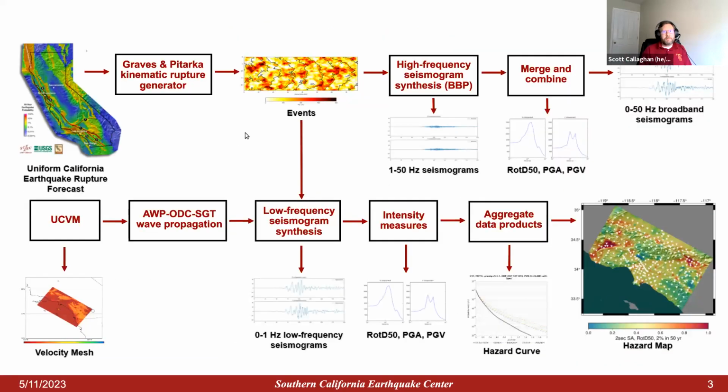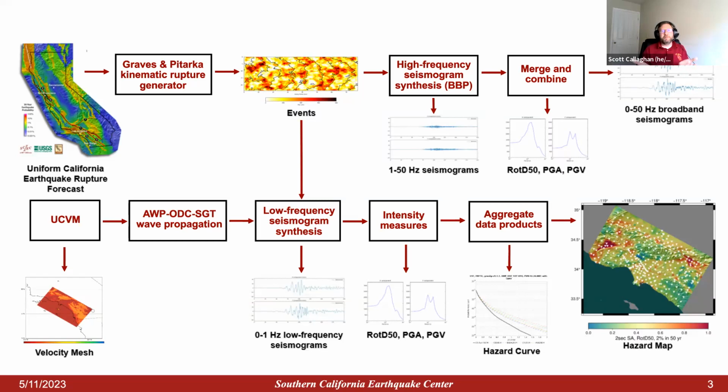To get into a little more detail about numerically what we're actually doing, we start with UCVM. This is the tool that Phil and May talked about in the previous training that allows you to query the community velocity models. And so we use UCVM to create a velocity mesh for a region. We then use that as input to the AWP-ODC wave propagation code, which calculates strain Green tensors. And then from that, we produce low frequency seismograms up to 1 hertz.